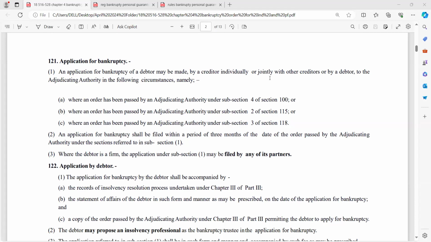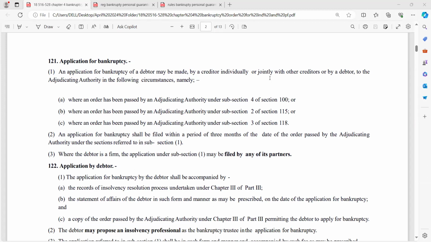So which are the sections? Section 100. In section 100, who can file the application? Whether creditor, debtor or both? Creditor only. Only creditor can file the application under section 100 because in case the RP feels that the application has been made to defraud the creditor, the creditor can initiate the application under section 100.